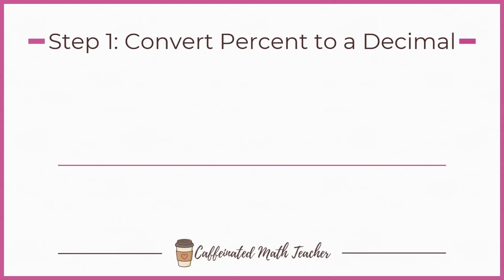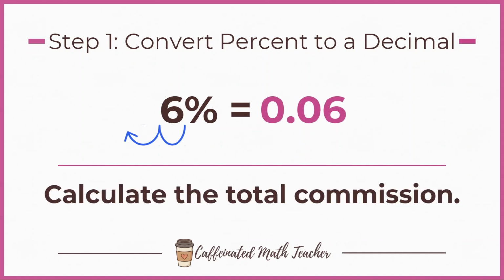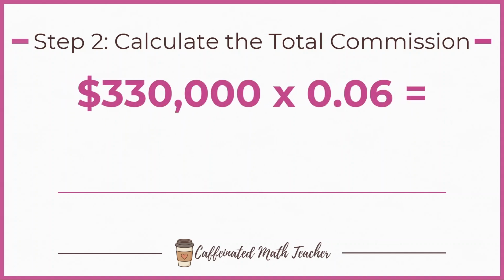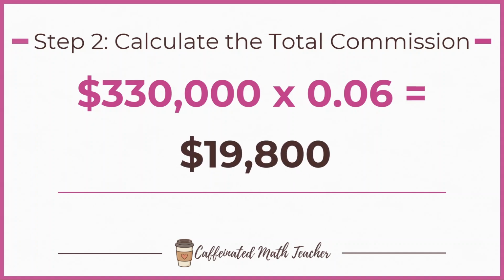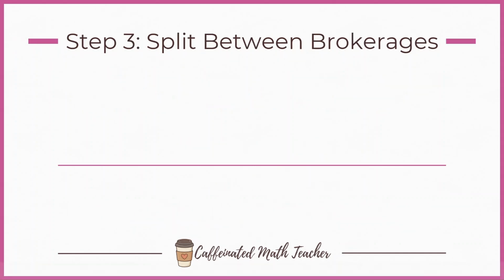The first step before we begin finding the total commission is to change the commission percentage of 6% to a decimal. That decimal falls right behind the 6, so we move it 2 spots to the left, which gives us 0.06. Now we can find the total commission. We just need to multiply the amount the home sells for by the percentage as a decimal. $3,300 times 0.06. So the total commission is $19,800.